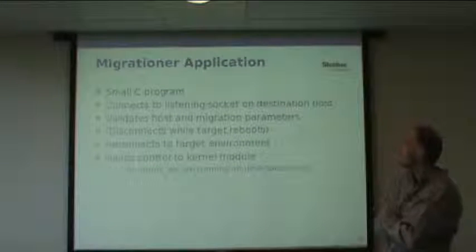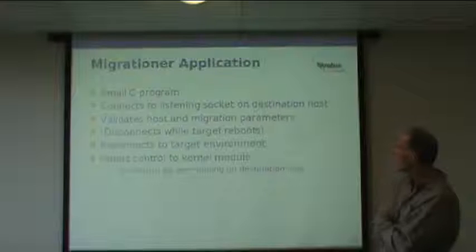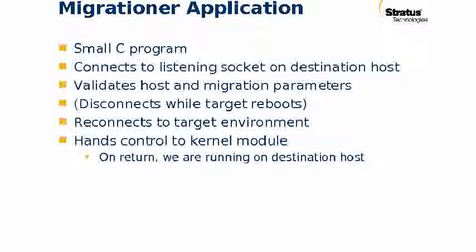The migrationer application is a small C program, and it does pretty much what I've already said. It connects to the listening socket on the other side. It doesn't right now, but in the future it would validate the host and the migration parameters. In other words, if you try to migrate from a 64-bit machine to a 32-bit machine, that should fail right away, and we don't check that. So that's work TBD. And then after that validation is done, it disconnects.